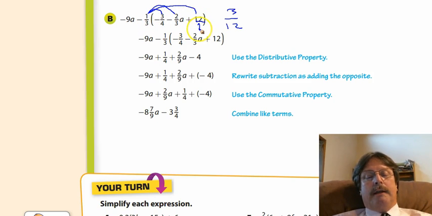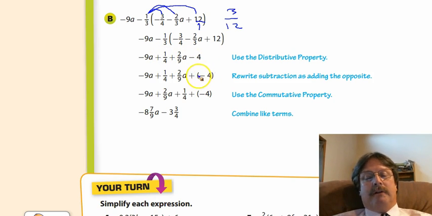3 times 1 is 3, so 12 over 3, and that's 4. But it's a negative times a positive, so that's why that's a negative 4. Then from here we go ahead and we start combining like terms. So we have a negative 9a, we have plus 2/9a. If we go through the math, we get negative 8 7/9. And then we have a positive quarter minus 4.